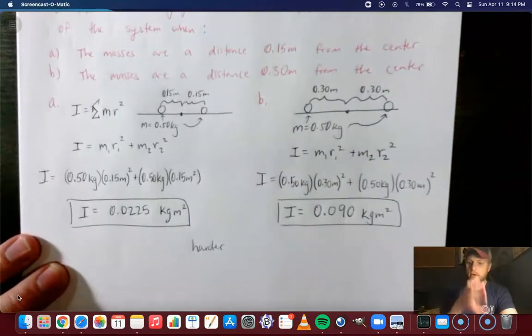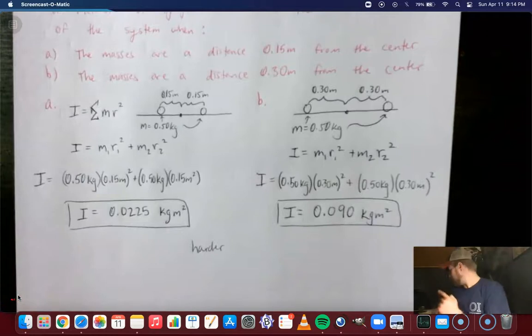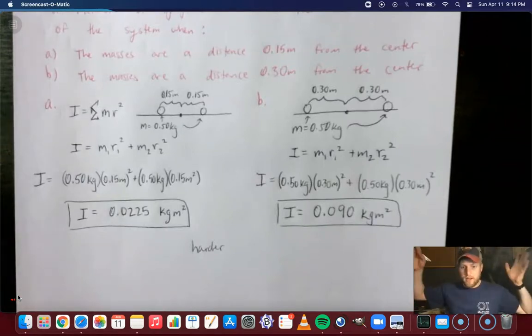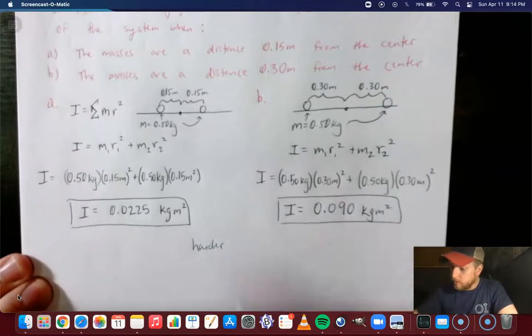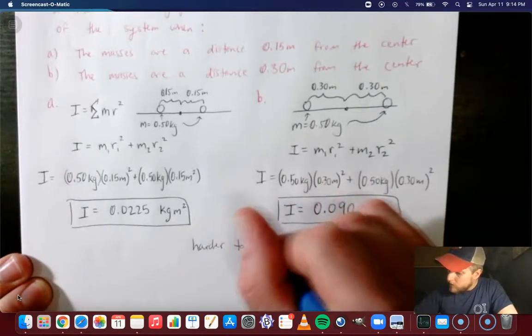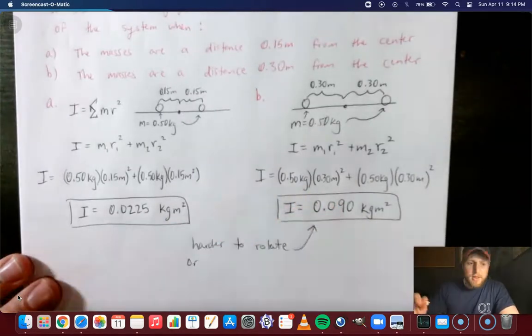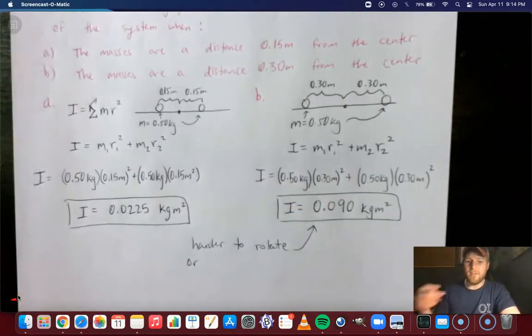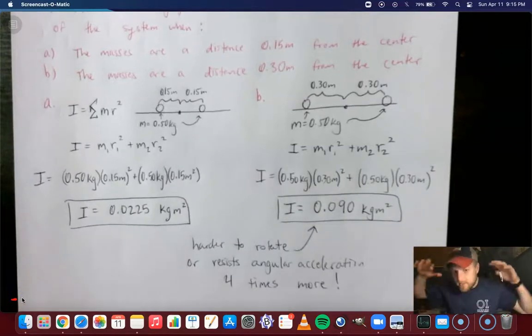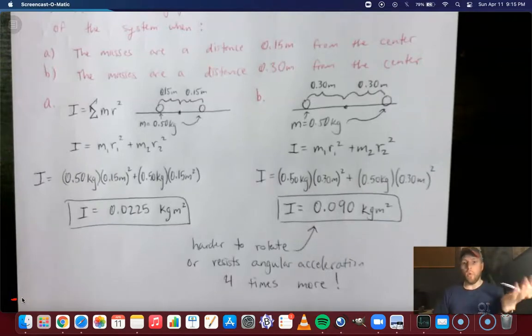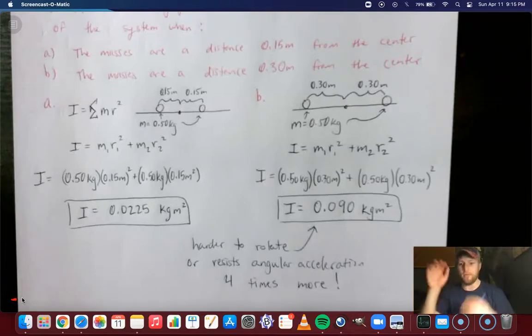As I showed earlier in this set of video notes, when I moved the masses out farther, it was harder to rotate them. Or we should say that it tends to resist angular acceleration more easily. So to take this full circle, if we take this rotational example and go back to linear, that's like taking a 1 kilogram mass and a 4 kilogram mass and comparing how hard it is to throw them or how hard it is to accelerate them.